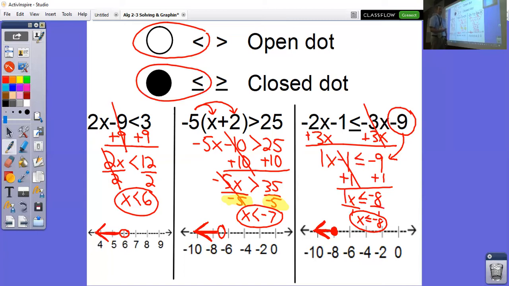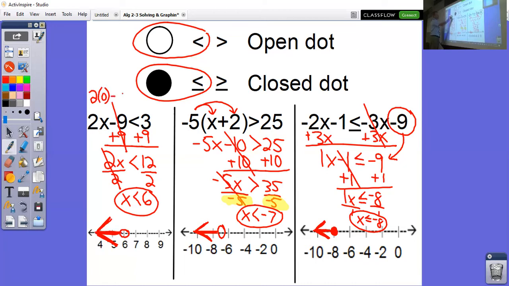Now, what do these inequality symbols really mean? Why are we making our arrows go left or right or whatever they do? If we take a look at this first one, what these inequality symbols really mean is that all the numbers that are in that arrow are answers to the problem. So if we take a number that is less than 6, for example, 0, we sub it into our equation to do a check.